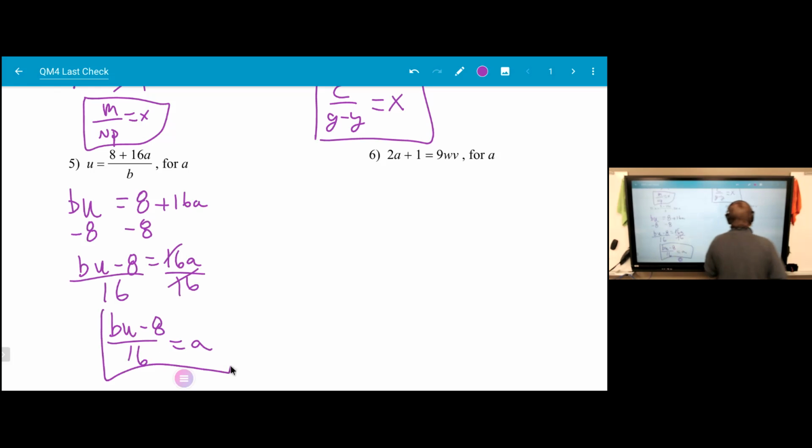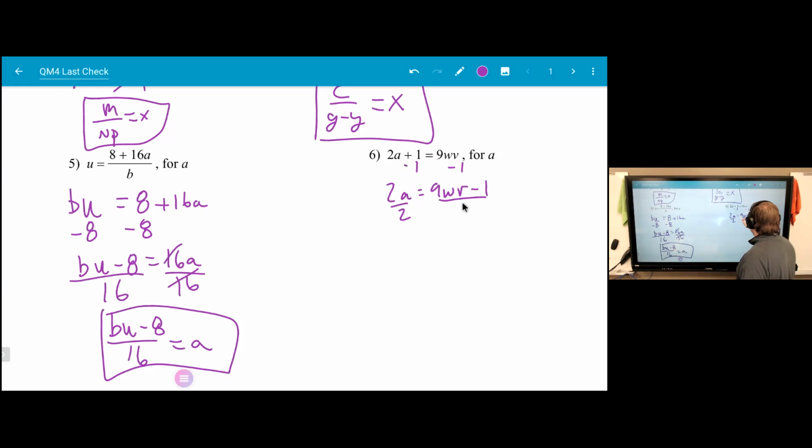All right, last one here. Subtract 1 from both sides. 2a equals 9wv minus 1. Divide both sides by 2, and I've solved for a. a equals 9wv minus 1, all divided by 2.